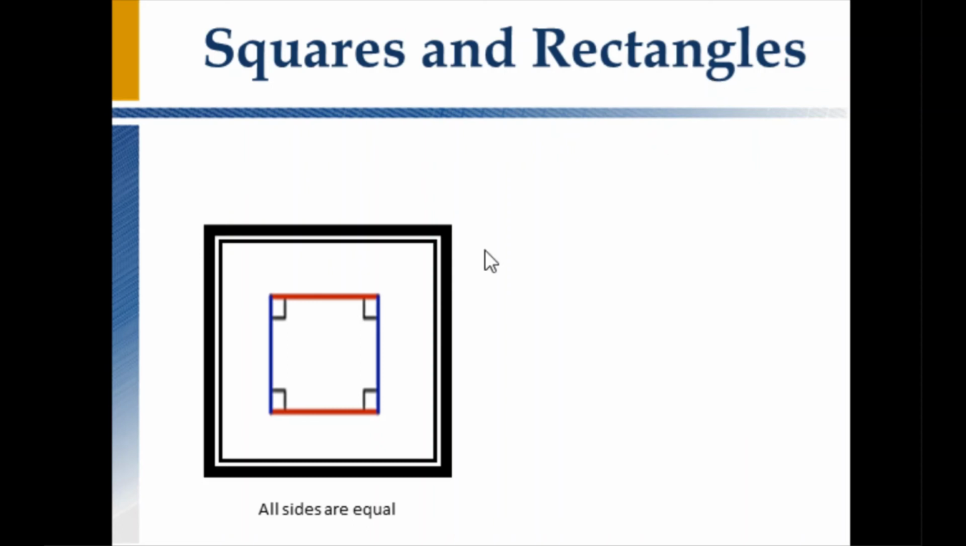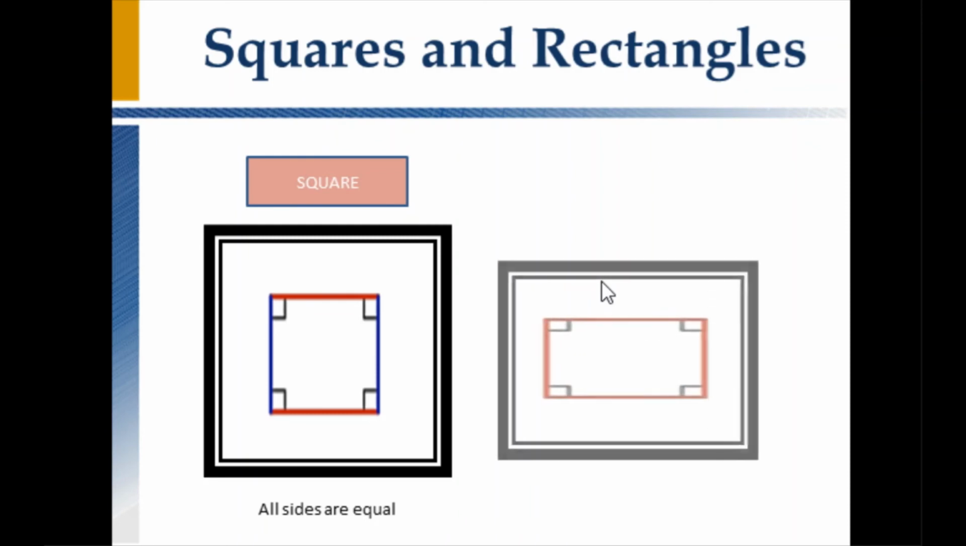Okay, we call it a square. It's spelled S-Q-U-A-R-E. Square. A square has sides that are all equal. The same measurement, all of the sides. It is a square.